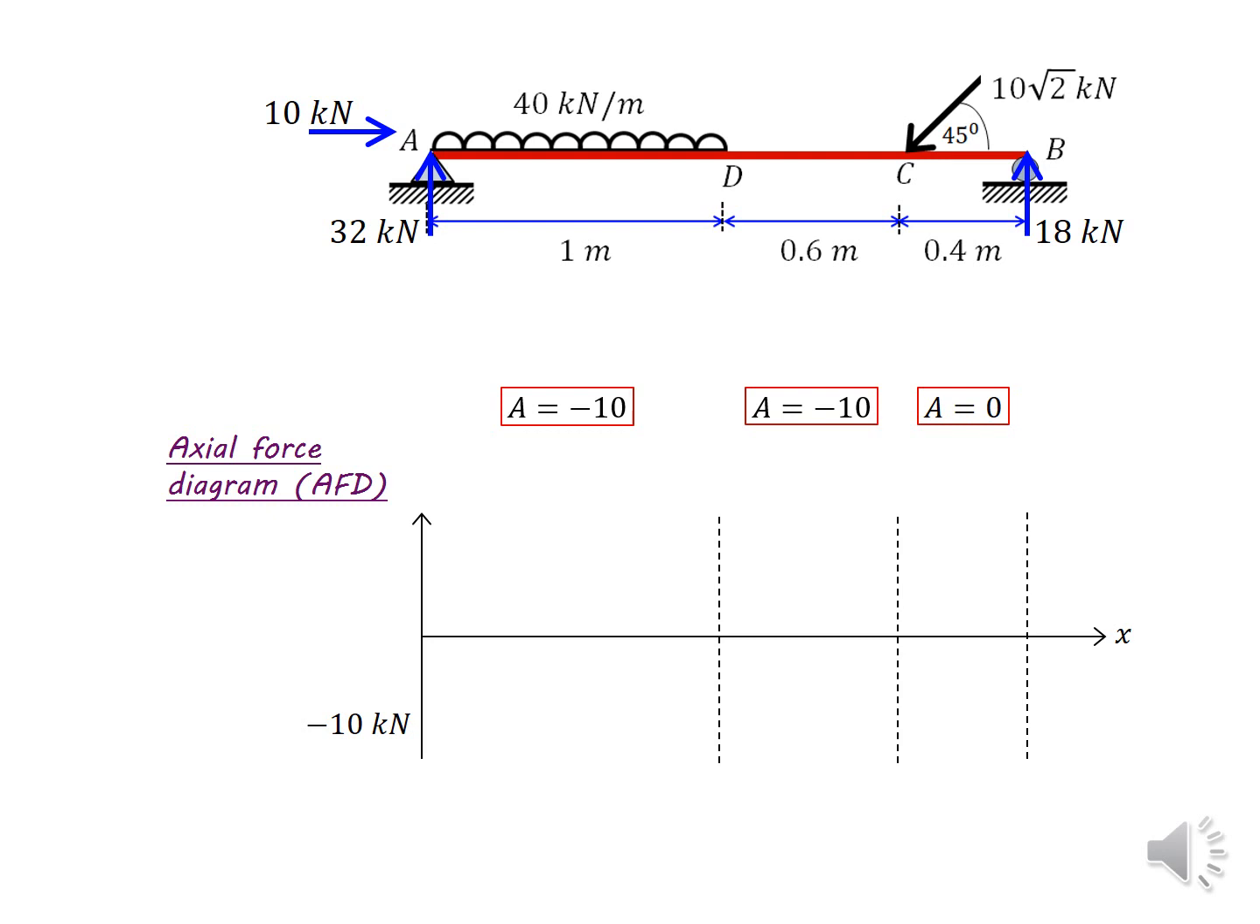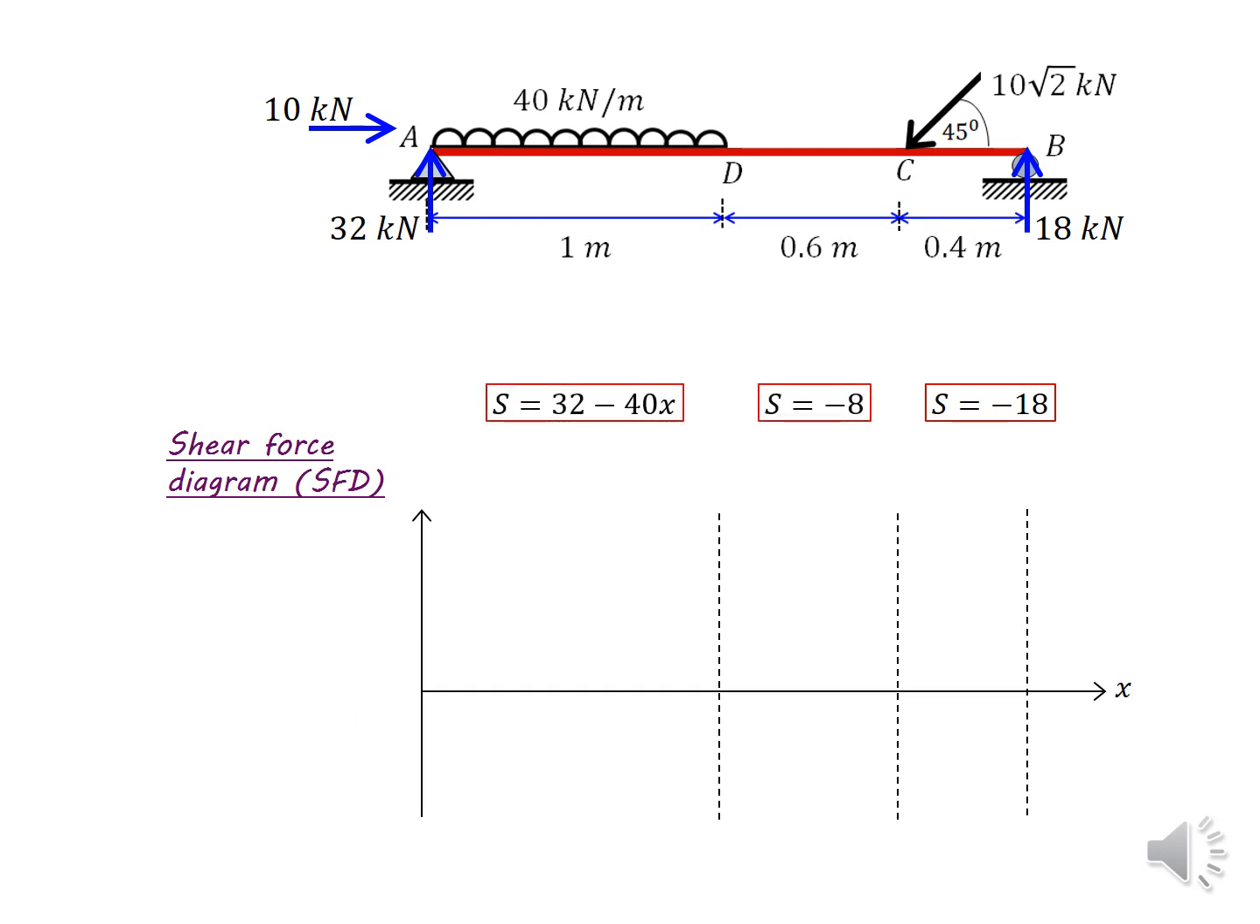Now we can draw the axial force diagram. A to D, it's minus 10 kilonewton, right? So you can mark the 10 kilonewton line, and from D to C again minus 10 kilonewton. I'll just mark that too in the diagram, and C to B, it's 0. So now that is the end of drawing the axial force diagram. You should mark the values in the respective places for completeness of this axial force diagram.